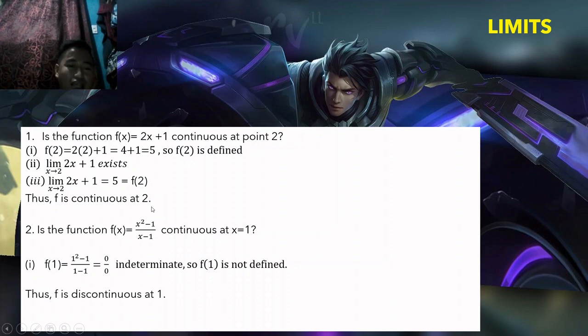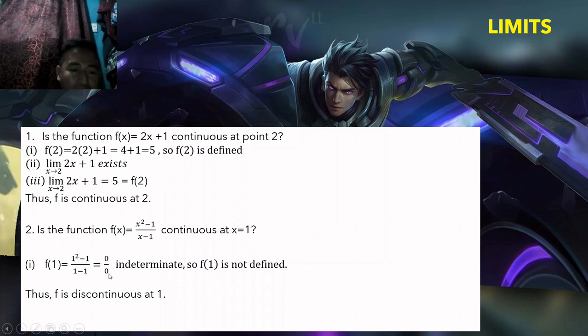Next, number 2: is the function f of x equals x squared minus 1 over x minus 1 continuous at x equals 1? So we substitute 1, class. Okay, number 1: start with f of 1. So 1 squared minus 1 over 1 minus 1.